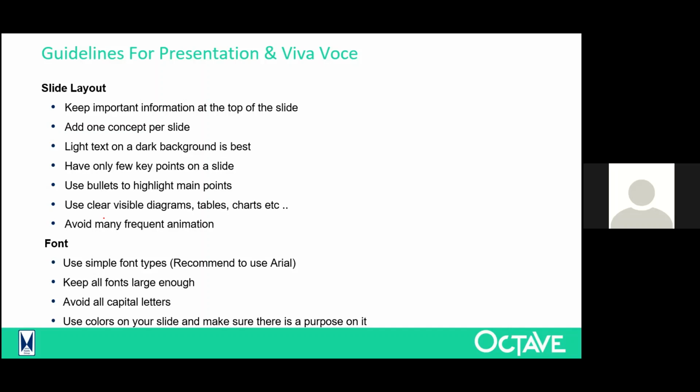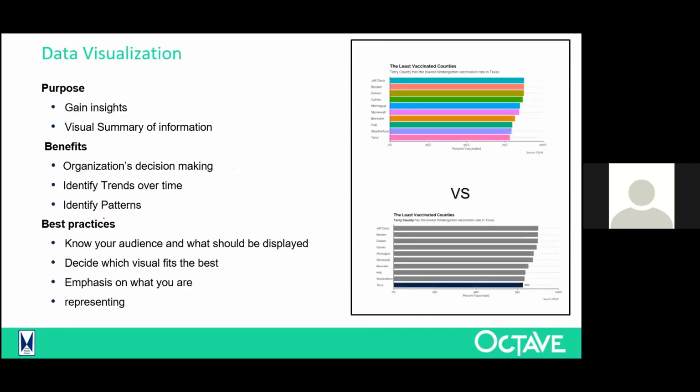Okay, and also keep the fonts a little bit larger so it's easy to understand. Also avoid all capital letters as well. Go with the first letter capital and the rest in lowercase. And also make sure you use colors, but make sure that they have some purpose, as Shashini mentioned in her slide. So you can use colors, but there should be some purpose, so that it is very easy for the reader or for the judges to understand what you are going to present.